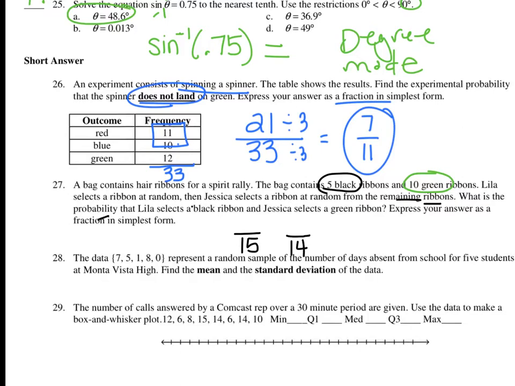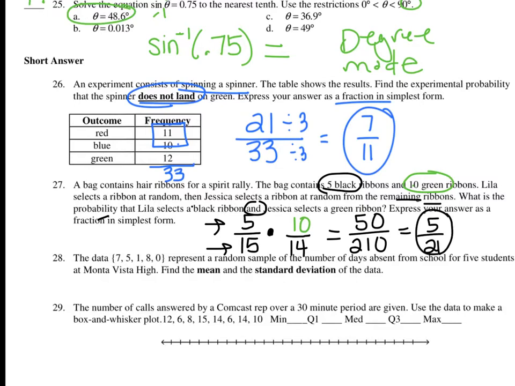So we want the probability that Lila selects a black one first, so we know there's 5 black ones in the bag first, and then Jessica selects a green one. The word and means we're going to multiply. There's 10 green, so our job is to multiply these together. 5 times 10 is 50. On the bottom, 15 times 14 is 210. And then we reduce it to 5/21.